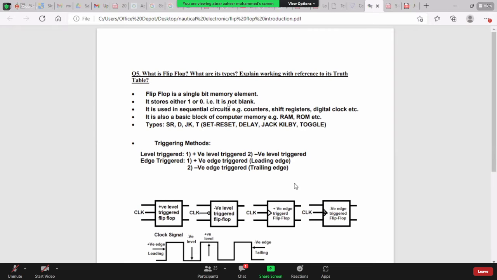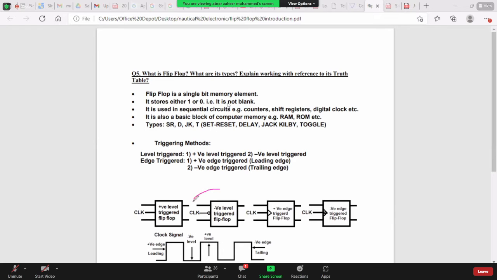What is the positive level triggered? So here we can see the symbol for the positive level triggered. Okay. So this is the two input, this is the clock, and these are the outputs Q and Q bar. Positive level triggered means when the clock is 1, that time we get the change in the output. Okay.